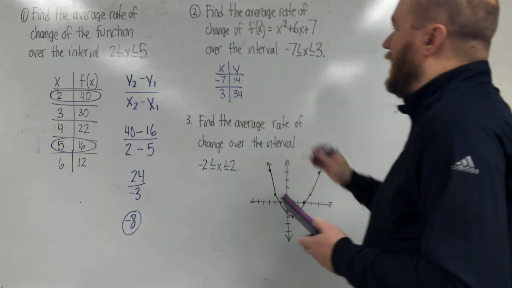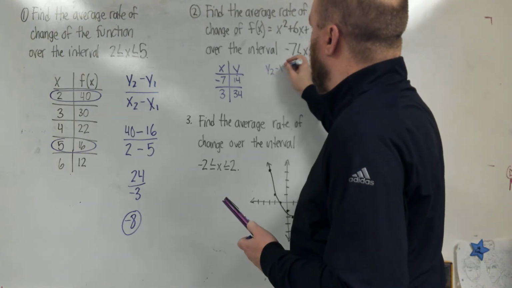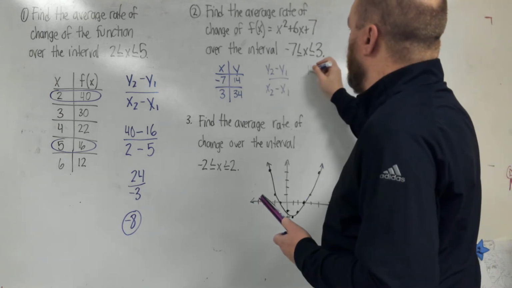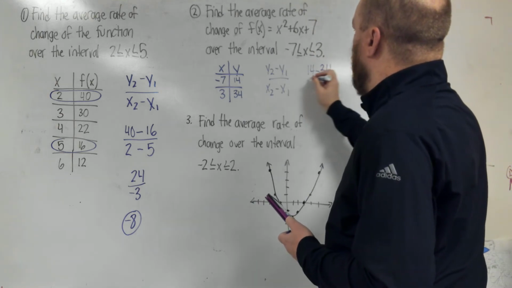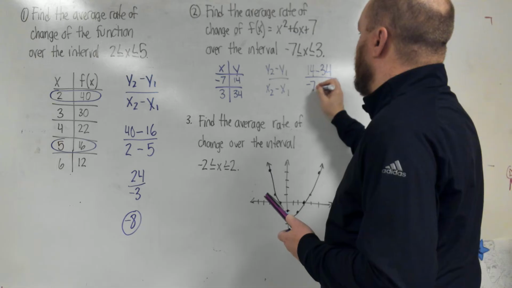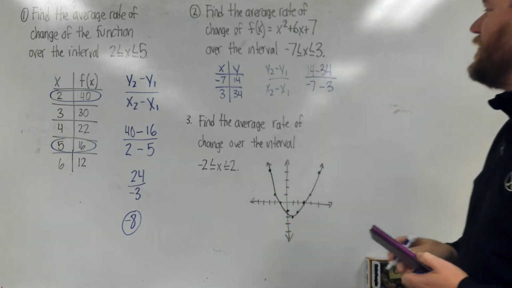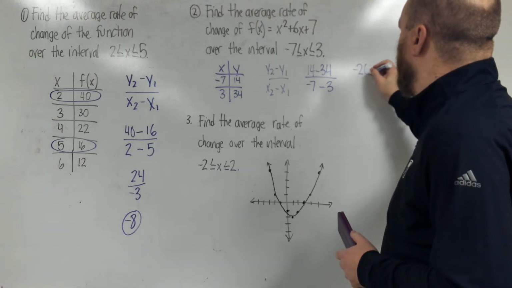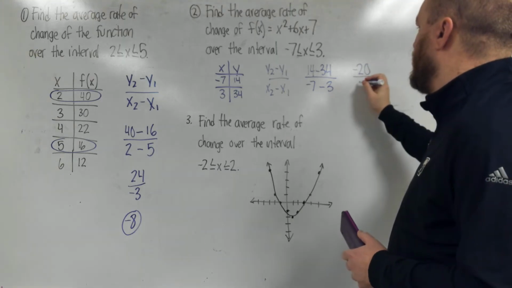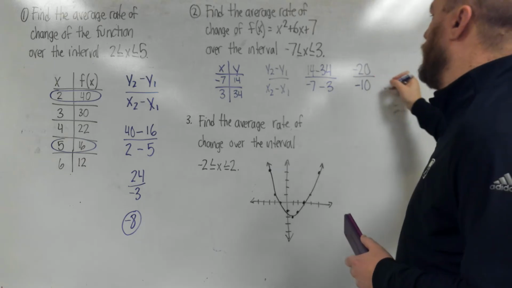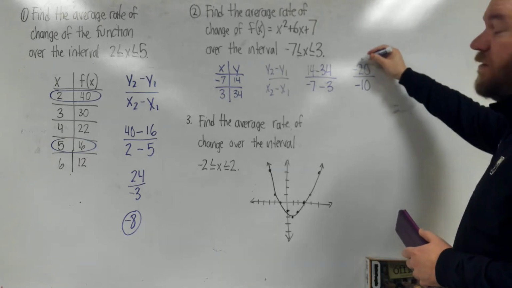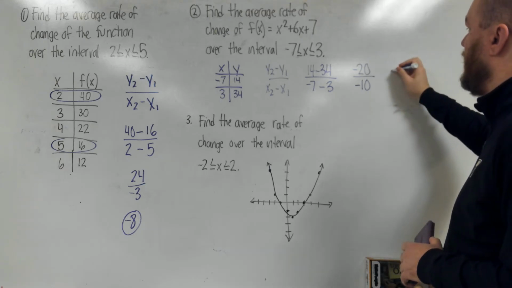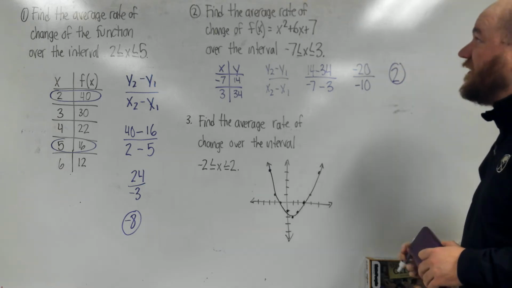And now that I have the values, let's plug them in the formula. y2 minus y1, x2 minus x1. So that'd be 14 minus 34 over negative 7 minus 3. And let's simplify. 14 minus 34 is negative 20. And negative 7 minus 3 is negative 10. That will reduce to 20 divided by 10 with two negatives. Negative divided by negative is positive. So 20 divided by 10 is 2. So the rate of change here is 2.